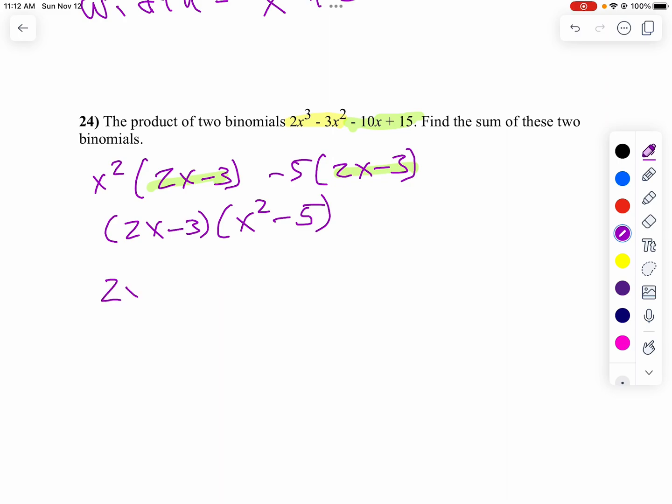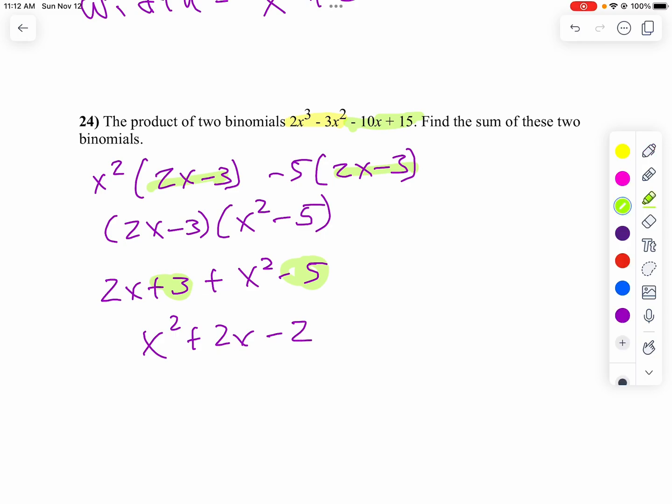Okay, then I want to find the sum of those two factors. In other words, I'm going to take 2x minus 3 plus x squared minus 5. So x squared is by itself. 2x is by itself. The only thing you have left to combine then are negative 3 and negative 5. So we're going to say minus 8. And there's our answer to question 24.